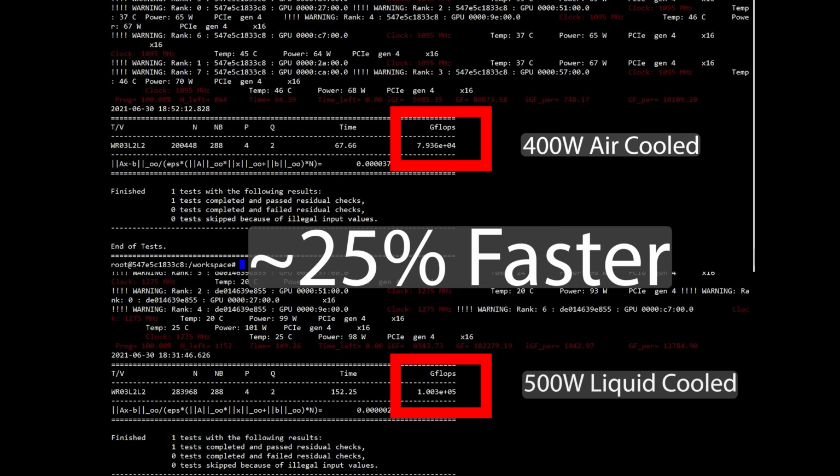And basically we got somewhere like 20 to 25% more performance out of the system. We were monitoring, and we did see the GPUs going up to that 500 watt limit. So they weren't just stuck at 400 watts or anything like that. But we definitely did get more performance because we were using the higher power 500 watt GPUs.